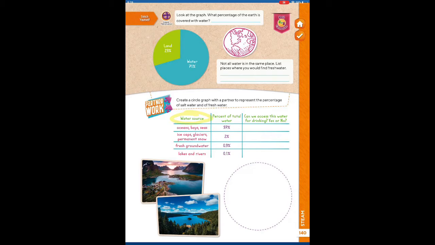Now, create a circle graph with a partner to represent the percentage of salt water and of fresh water. So we have the water source: ocean, bays, and seas. The percent of total water is 97%. And can we access this water for drinking? Well, we know that we can't, so we're going to write no. Then you're going to continue with ice caps, glaciers, permanent snow, fresh groundwater, lakes, and rivers. So what water can we access to drink and which one we cannot?